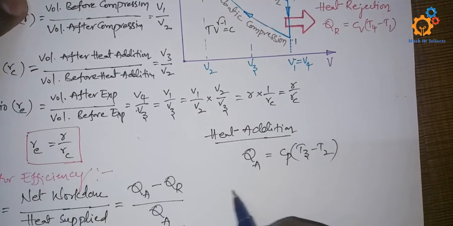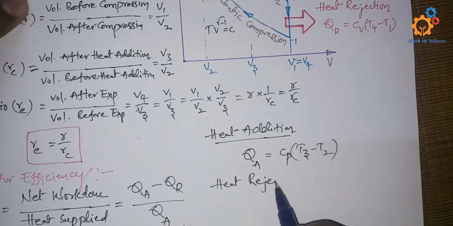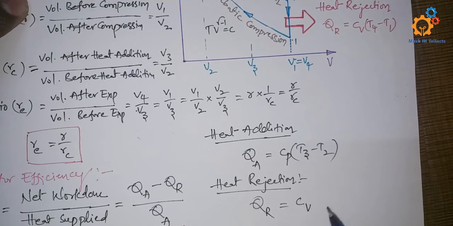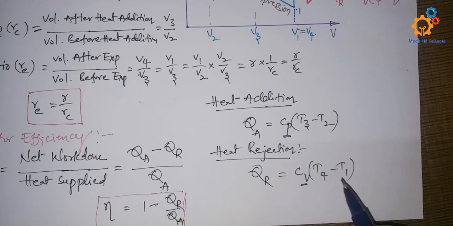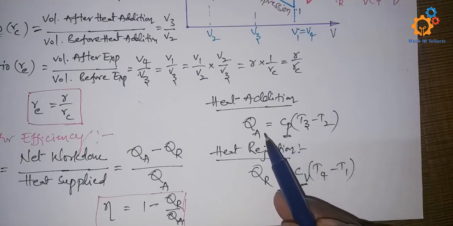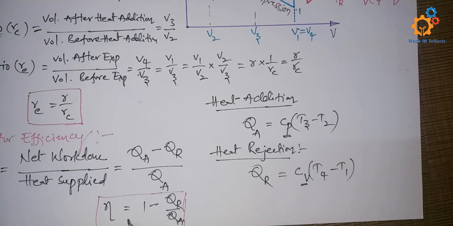Okay, so let's take heat rejection QR as Cv into T4 minus T1. Heat rejection is happening at constant volume. Heat addition is taking place at constant pressure, right? Now let's substitute QA and QR in the efficiency equation.